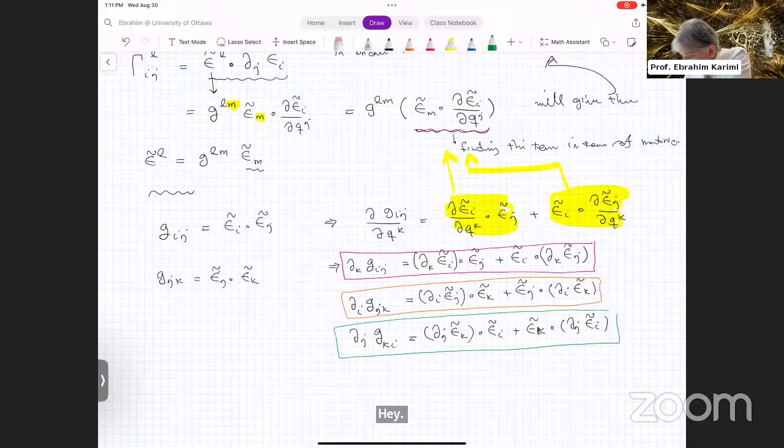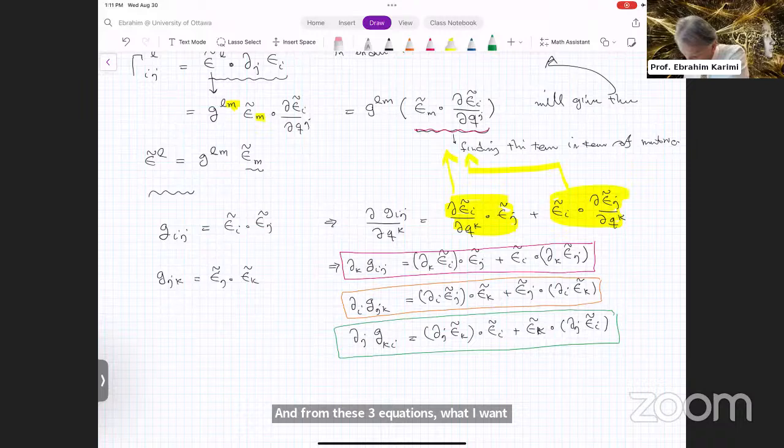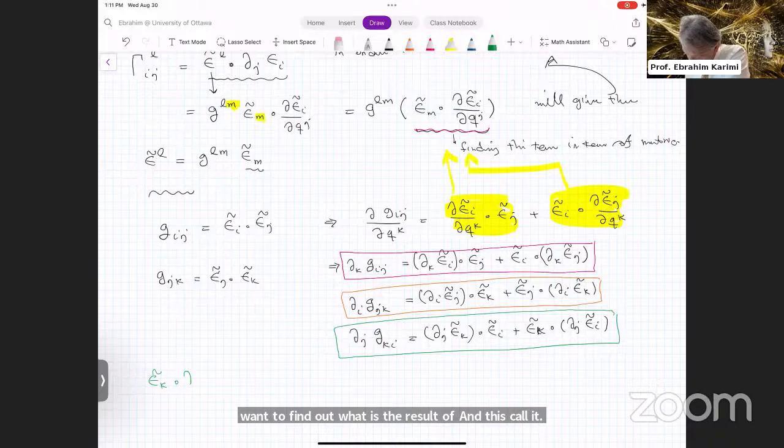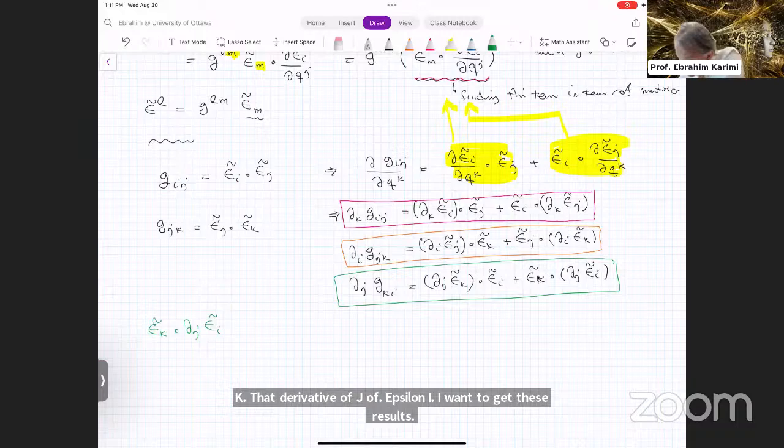And from these three equations, what I want to find out is the result of, let's call it, epsilon k dot derivative of j of epsilon i. I want to get these results. Okay, so I can sum these two together.